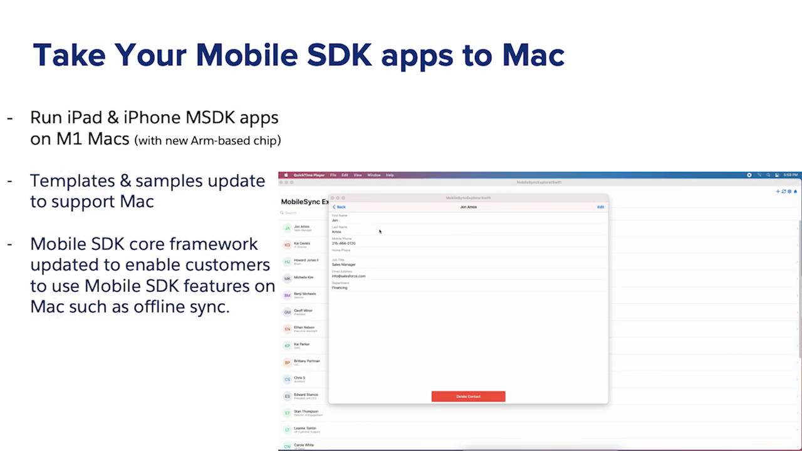With Mobile SDK 9.1, developers can take their Mobile SDK apps to Mac. Yes, Mac. Even Macs powered by M1. M1 is the new ARM-based chip powering the latest MacBooks. We've added Mac support and multiple windows to our REST API Explorer sample and the Mobile Sync Explorer Swift template. This means that you can easily use these samples to view how Mobile SDK apps that access Salesforce data and run offline behave on all the existing new form factors: iPhone, iPad, Intel Mac, and Macs with M1.